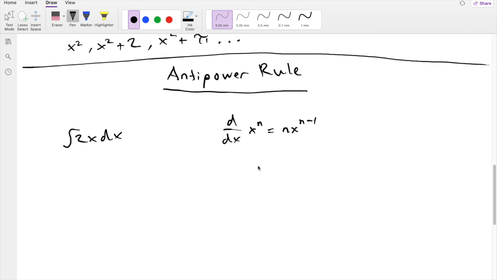Now with the reverse power rule, we're doing the exact opposite. We are adding 1 to the power and dividing the coefficient by the new power. So the equation will have the integral of x to the n power equals x to the n plus 1 power over n plus 1 plus c. Again, we're adding 1 to our power and then dividing the coefficient by the new power.